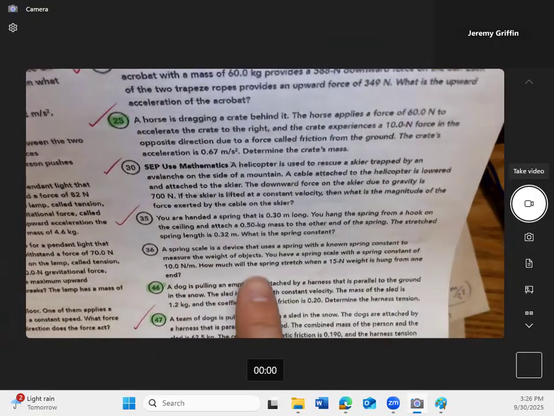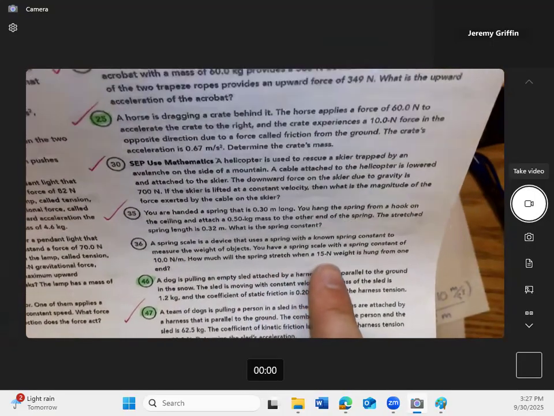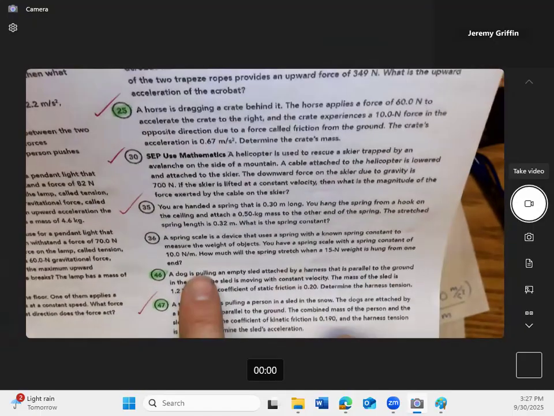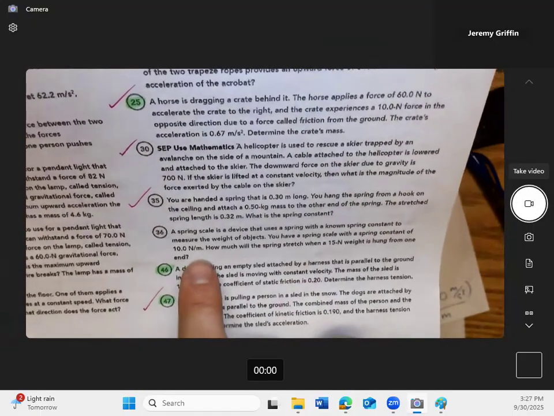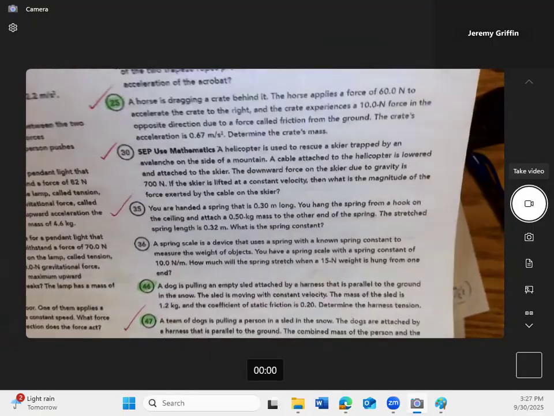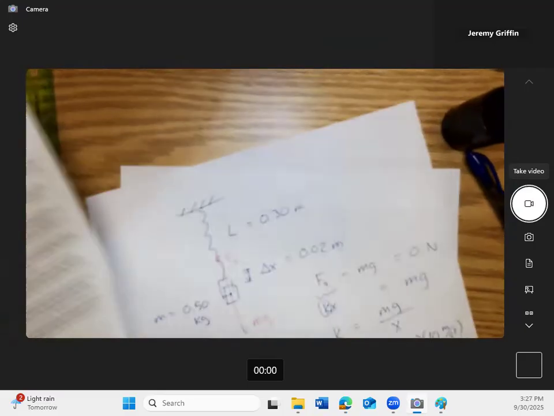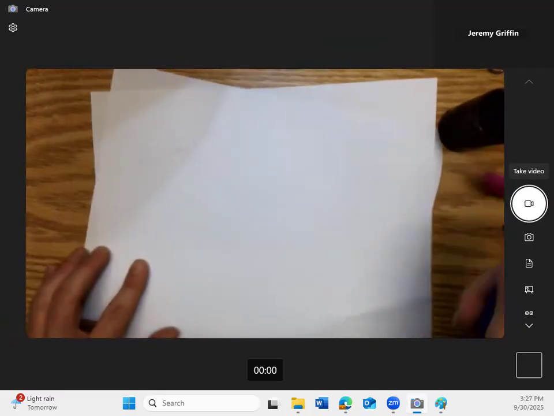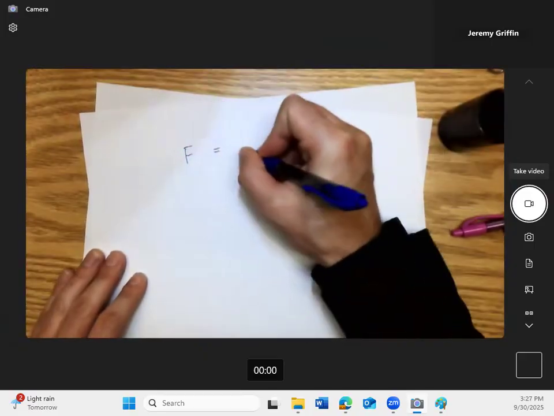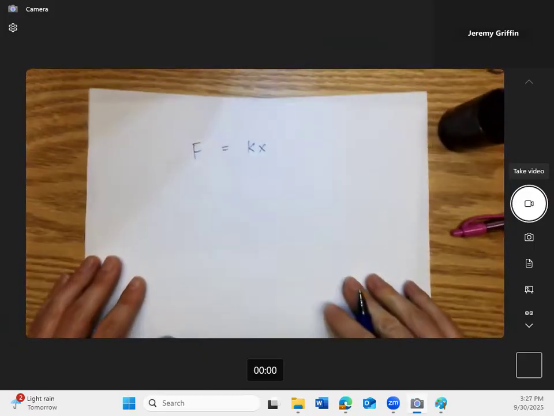How much will the spring stretch when a 15 Newton weight is hung from one end? Well, I know 10 newtons would stretch it a meter, so 15 newtons is not going to stretch it much more than a meter, or something like that. So we can go back to Hooke's law. F equals kx. We'll just do that.